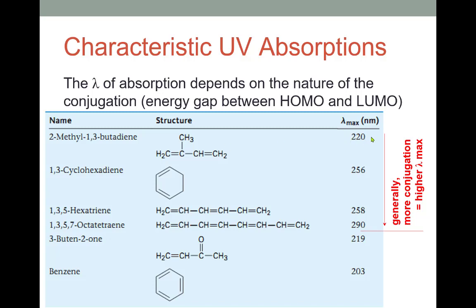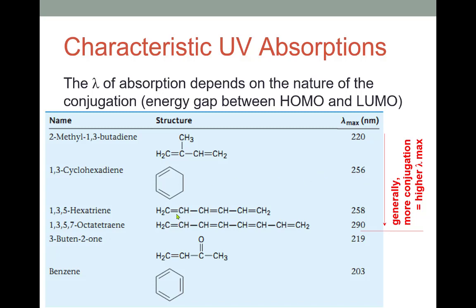Pretty similar. Now, if we look at the same 4-carbon conjugated system, but now contained in a ring, the electronics are a little bit different. It's still a 4-carbon conjugated system, but it's a little bit different geometry, a little bit different electronics. We see the lambda max shift a little bit.